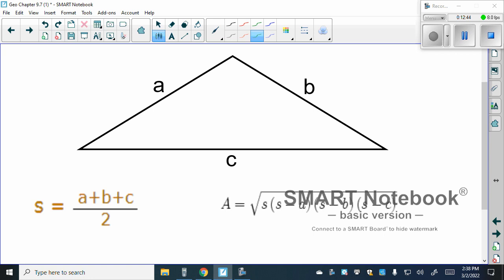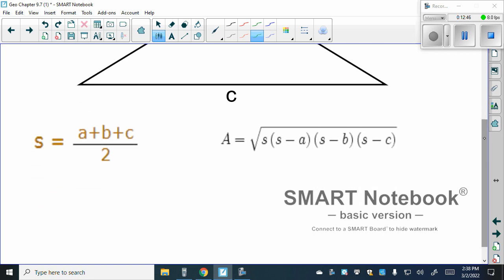And it works out that Heron's formula that he came up with works for the area of any triangle that we have three side lengths for. The S value is all three side lengths together divided by 2. So the first thing we do to find the area, given all three side lengths, is we add the three side lengths together and divide it by 2.